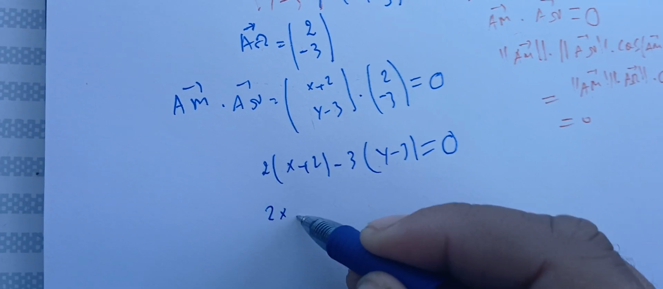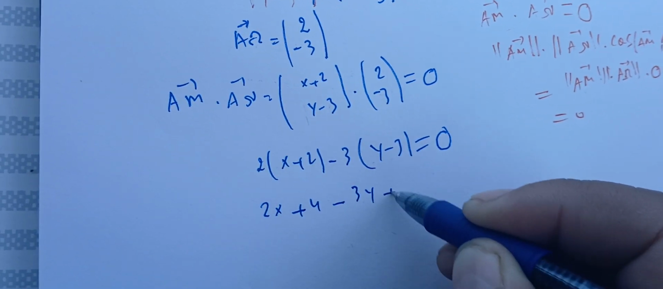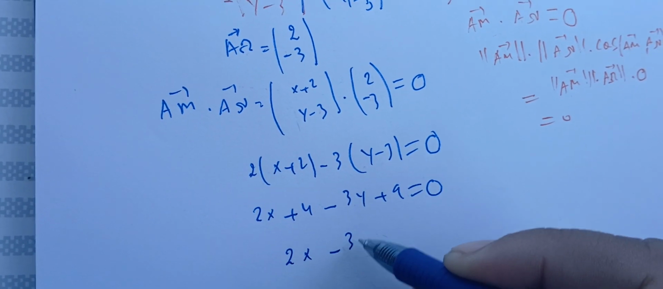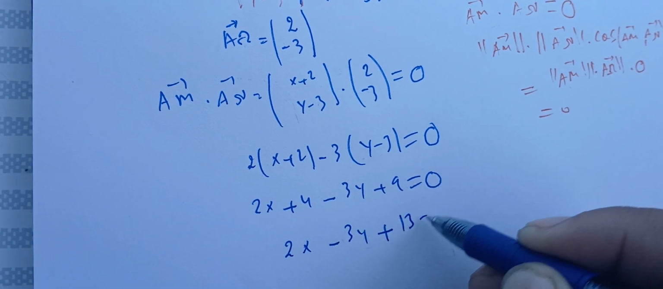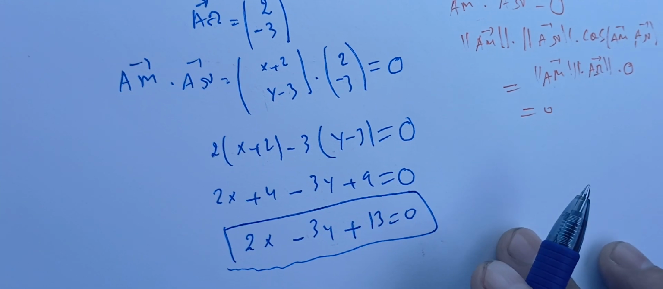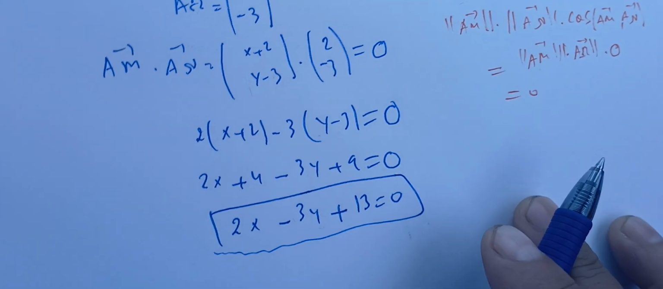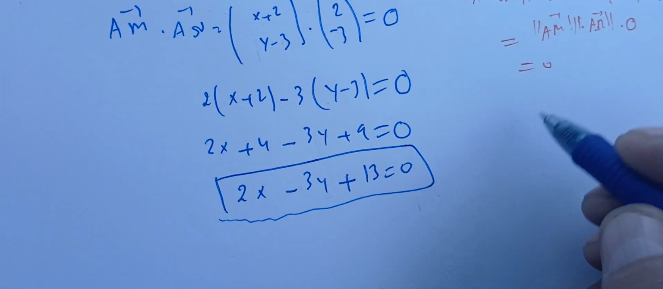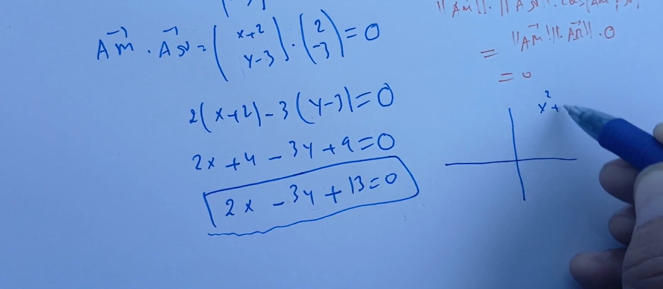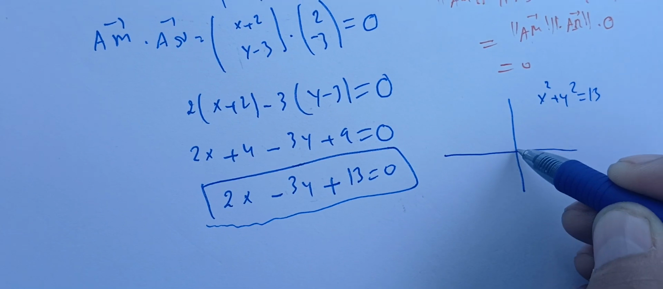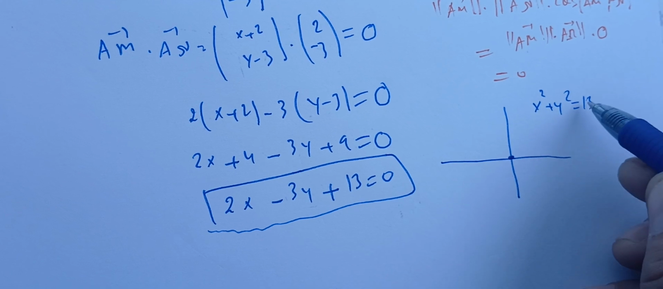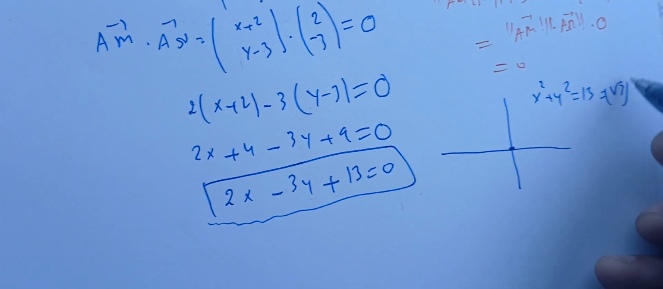Therefore, we get 2x plus 4 minus 3y plus 9, which is 0. And this gives me 2x minus 3y plus 13 is 0. And this is the equation that I'm looking for. If I graph nicely this equation, x squared plus y squared is 13, here the center is 0, 0, and the radius is the square root of 13.